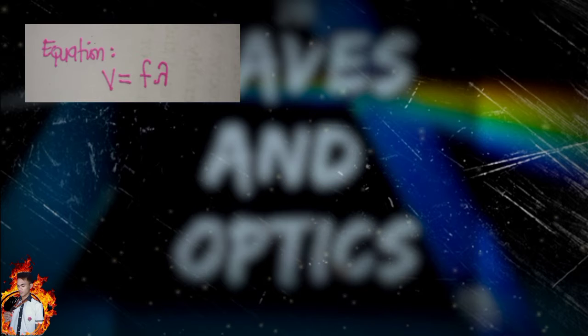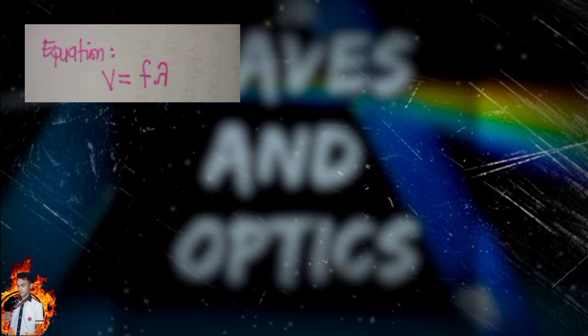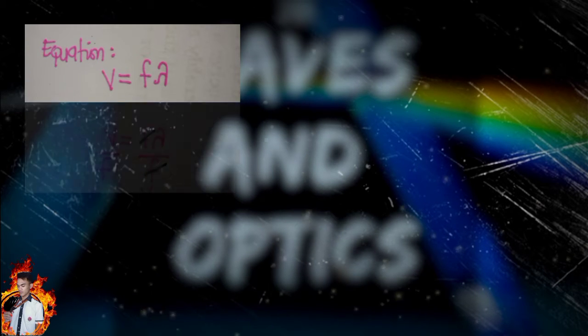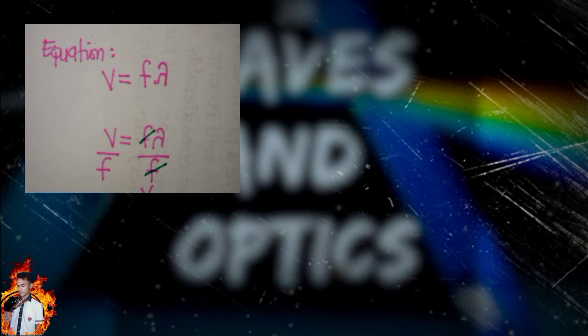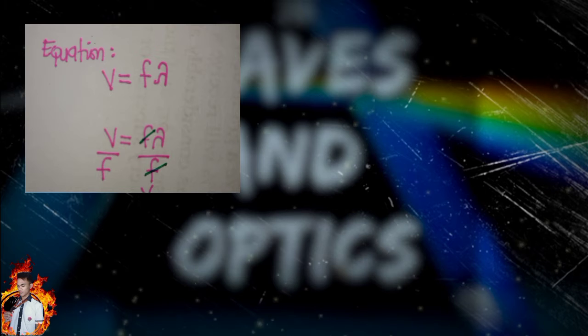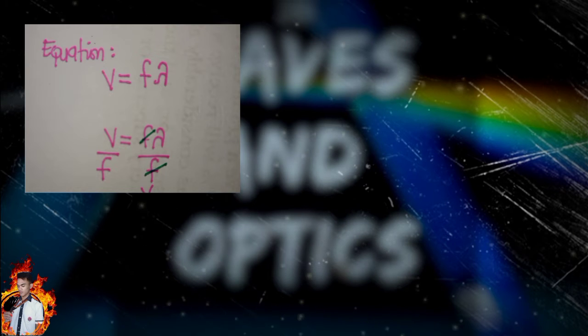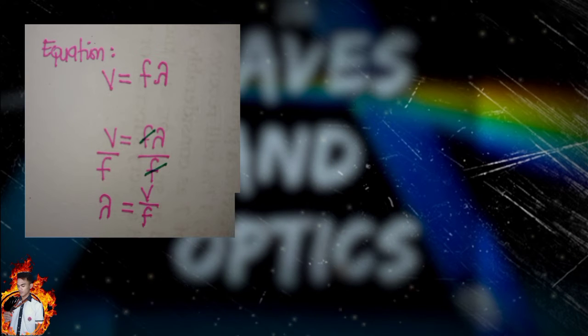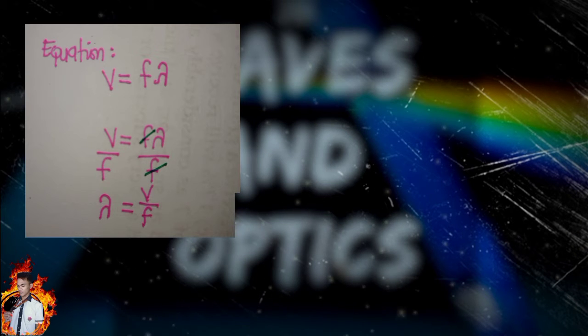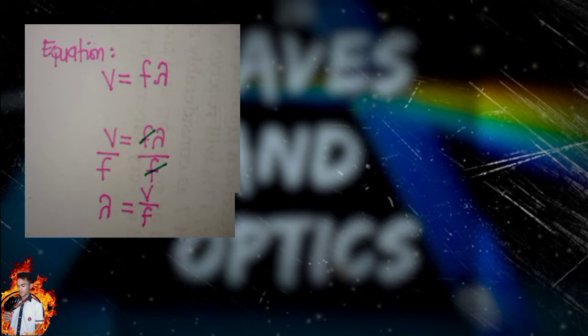From the equation in getting the velocity, we could also derive formula in getting the wavelength. In order to remain the symbol lambda or wavelength itself, we are going to divide both sides by the frequency or the small letter f. Cancel f and f, we have now the formula in getting the wavelength. Wavelength is equal to velocity divided by the frequency.